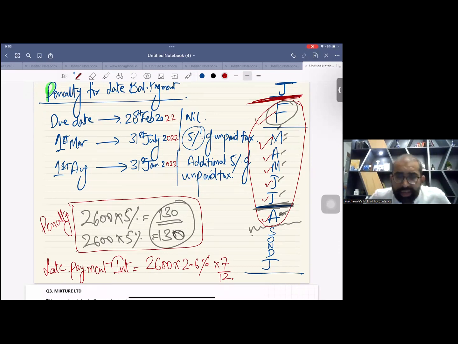And the second thing is late payment of interest. Late payment of interest. This is the penalty which you have to pay.